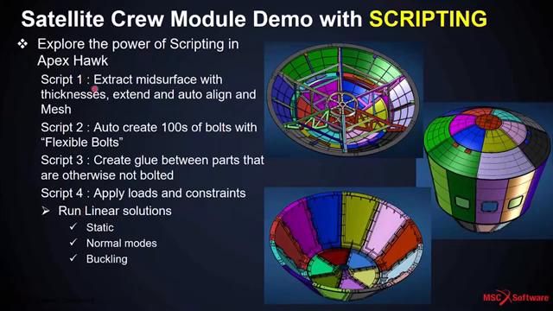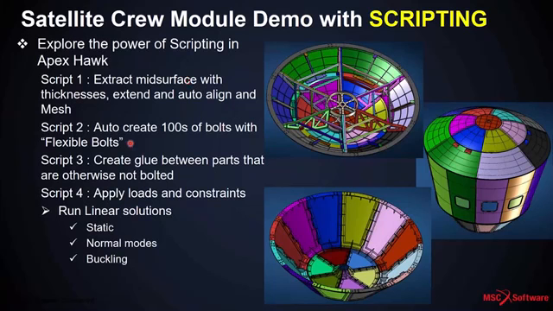The step number 1 is basically to extract the mid surface, assign thickness automatically, and auto extend all the faces with a new logic that is built in Hawk, and mesh that. That is the script number 1.